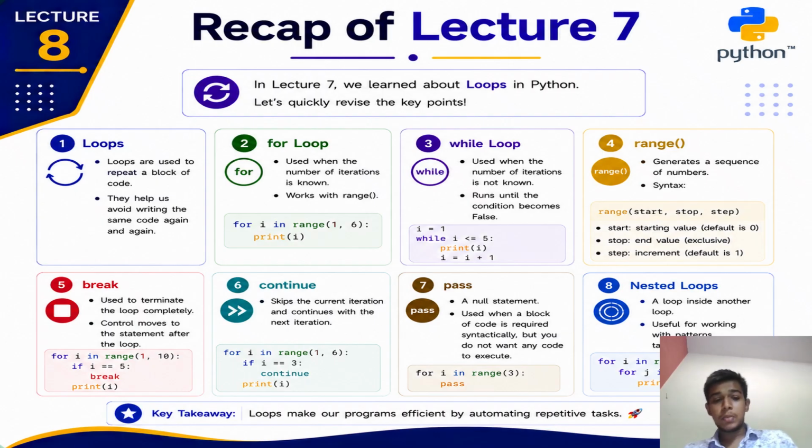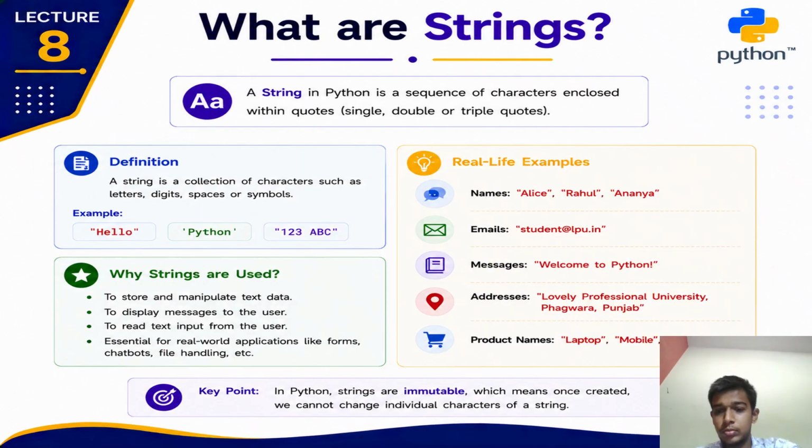The key takeaway from the previous lecture is that loops help us automate repetitive tasks, save time, reduce code duplication, and make our program more efficient. Now that we have refreshed our memory, we are ready to learn a new and exciting topic. The next topic is strings in Python. Let's move on to the next slide.